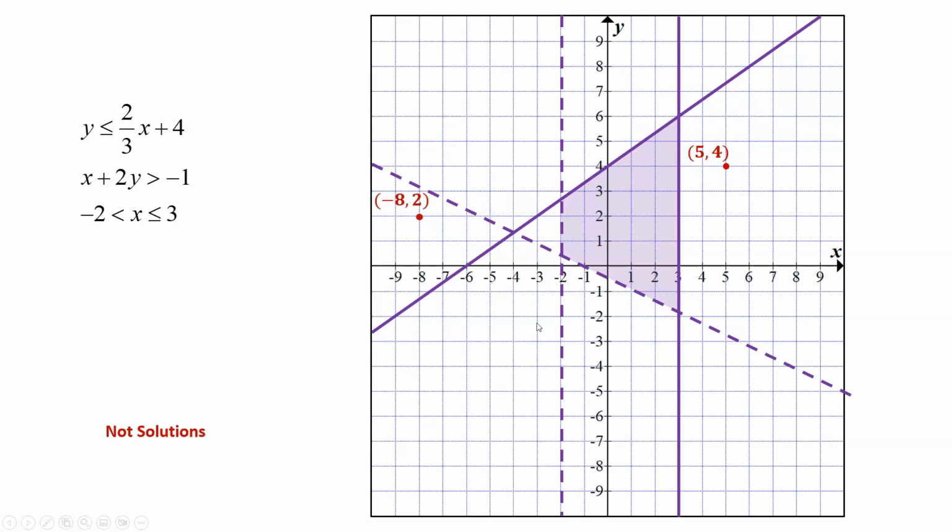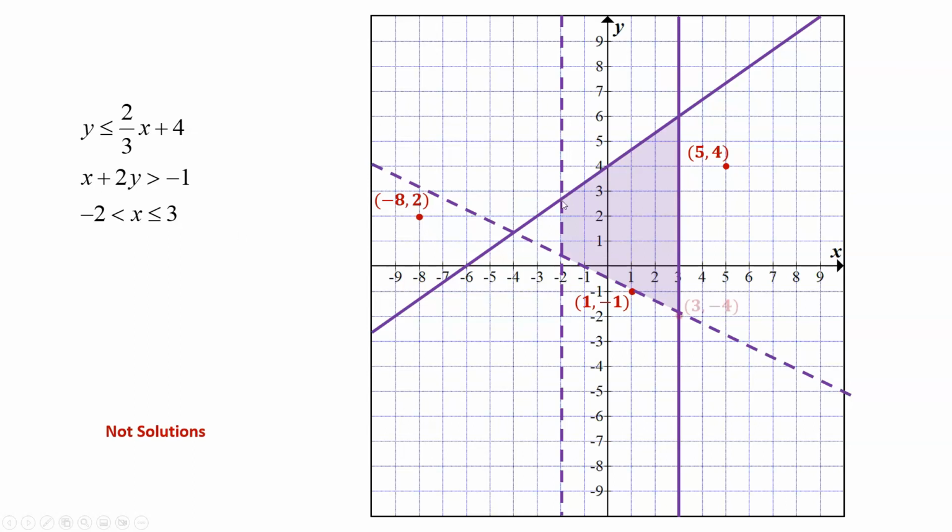Now, you also have to keep in mind that anything like this that falls on the border and it's a dashed border is not a solution, because (1, -1) here would make both sides of this one equal to each other. Well, I don't want that. I only want it to be greater than, so that's not going to be a solution.